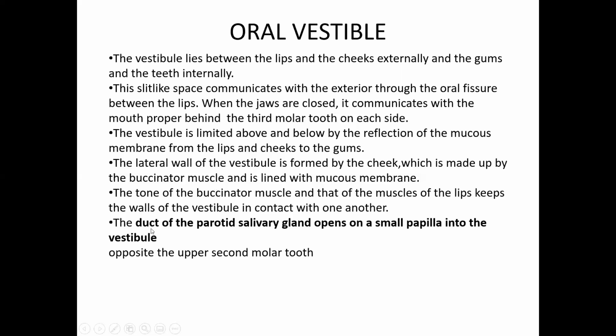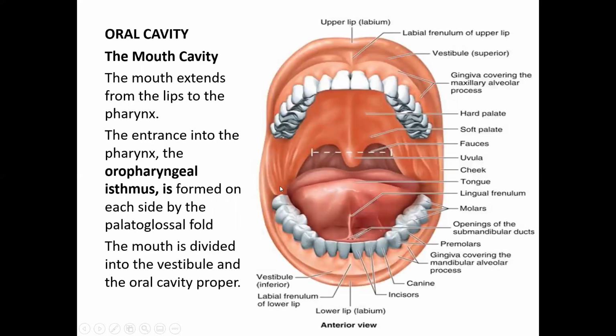Then we have the duct of the parotid salivary gland. You can see the duct of the parotid gland opens in the vestibule just opposite the upper second molar tooth. So this is a characteristic feature of the oral vestibule: the duct opens just opposite the upper second molar tooth.